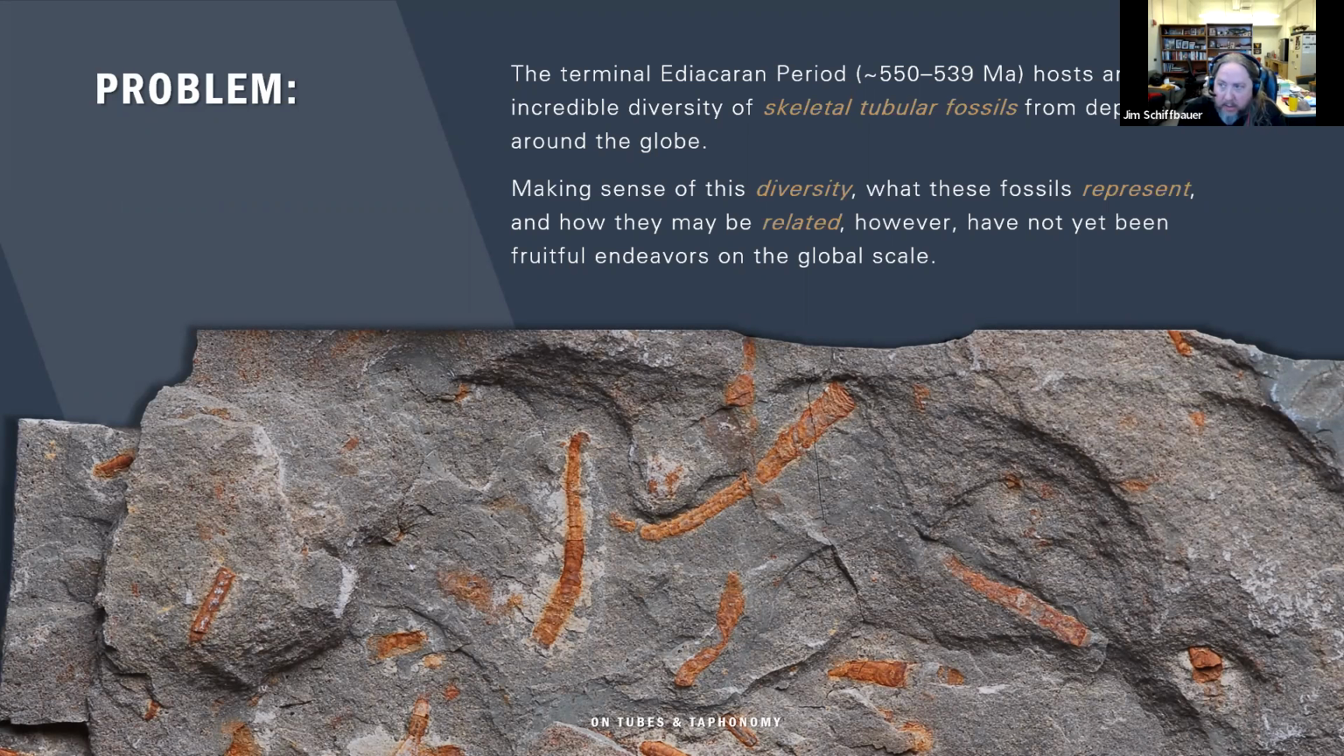And the big overarching problem that a lot of my group has been working on is the appearance of these skeletal tubular fossils in the terminal part of the Ediacaran. And we're trying to make sense of the diversity of these organisms. We're trying to make sense of what they represent and how they may be related, and thinking about this on a global scale. And I have to say thanks to Fred for last week.